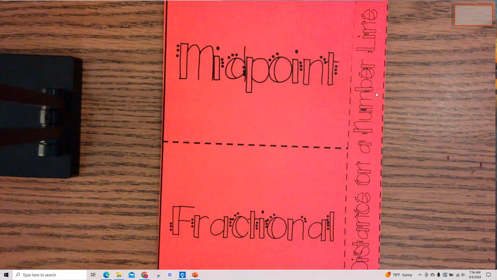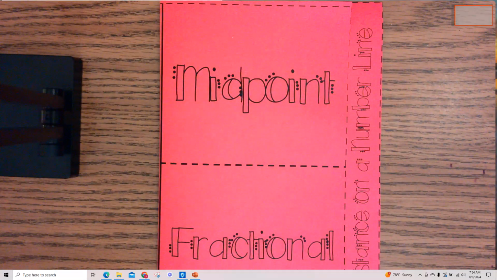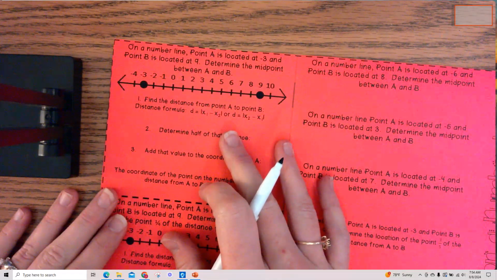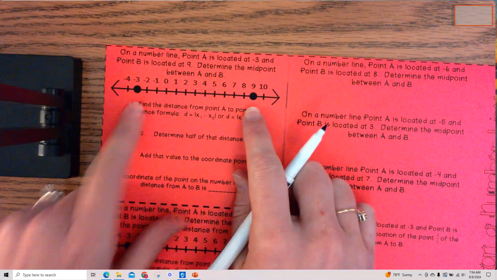This video is for the lesson 1.3 notes, distance on a number line. Okay, so we're going to start with midpoint. All right, on a number line, point A is located at -3 and point B is located at 9. Determine the midpoint between A and B.